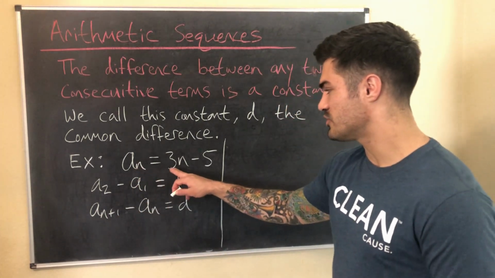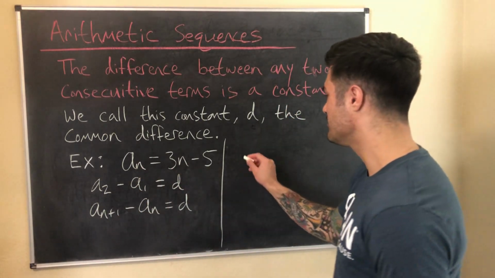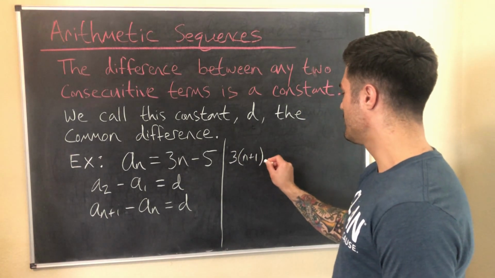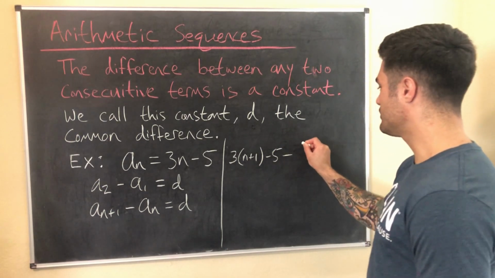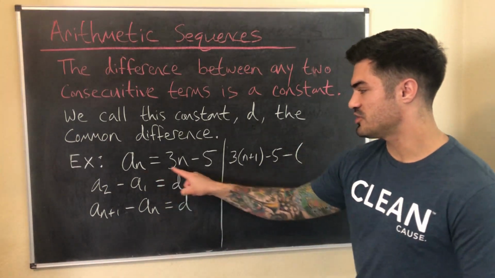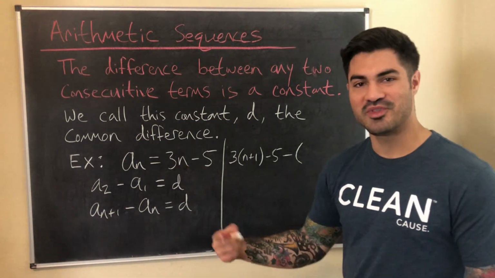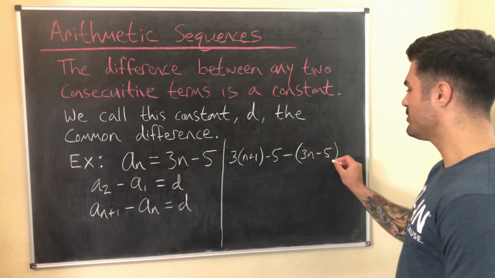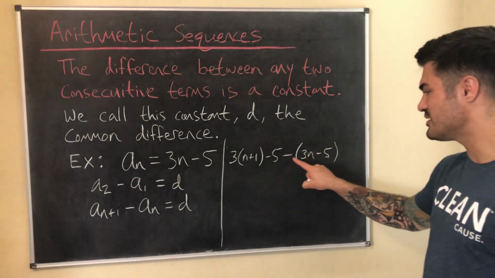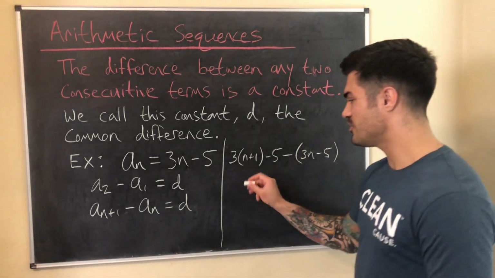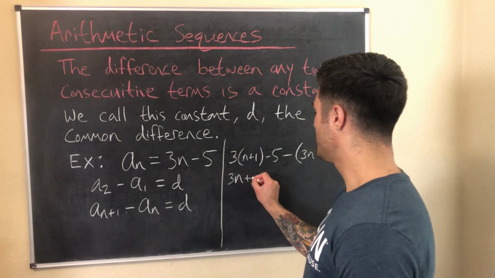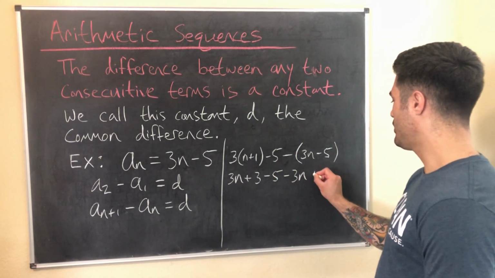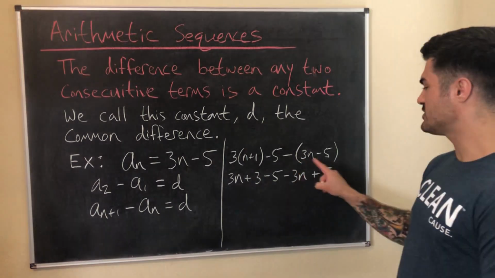You take a(n+1), which is just plugging in n+1 for n, right? So a(n+1) is 3 times (n+1) minus 5, and then we're going to subtract a_n, which is just the sequence itself, right? Replace n with n, it doesn't change. So 3n minus 5. And remember to keep your parentheses here because we're subtracting this whole thing. This negative is going to carry over here. So let's distribute this 3. We get 3n plus 3 minus 5 minus 3n plus 5, right? Minus minus gives us plus.